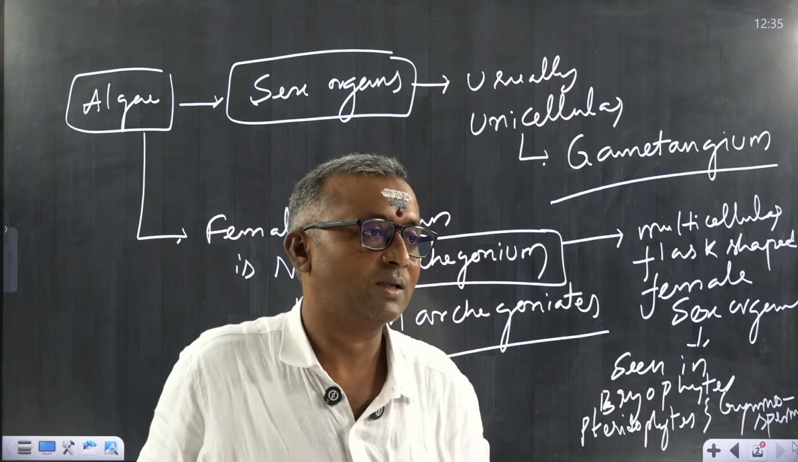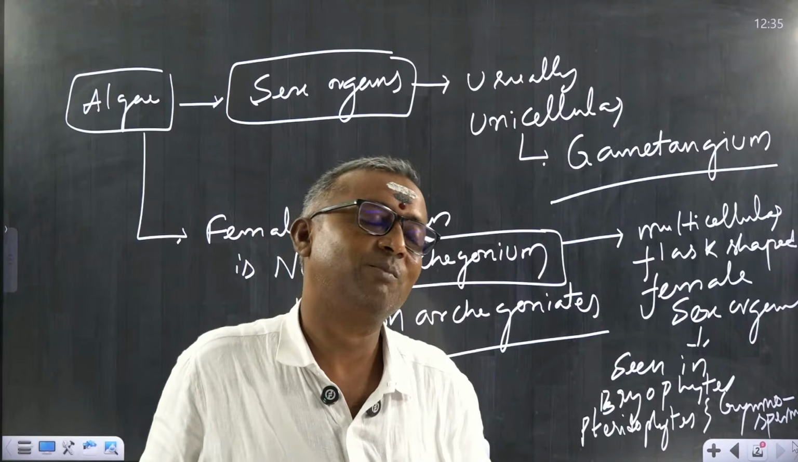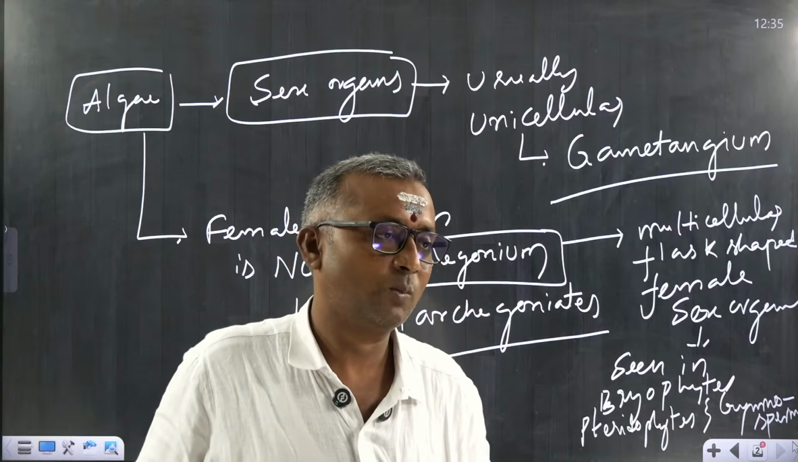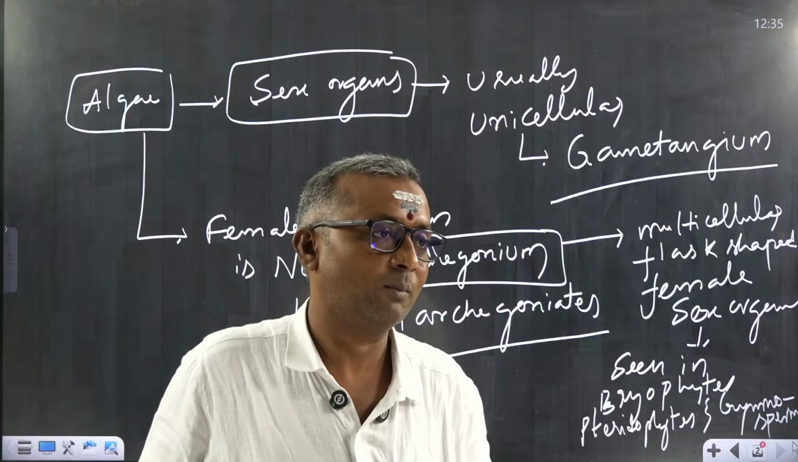Angiosperms means flowering plants. Then what is meant by gymnosperms? Gymnosperms are naked seed bearing plants. I will tell you about gymnosperms in our next class. In tomorrow's class I will finish these details about the plant kingdom.